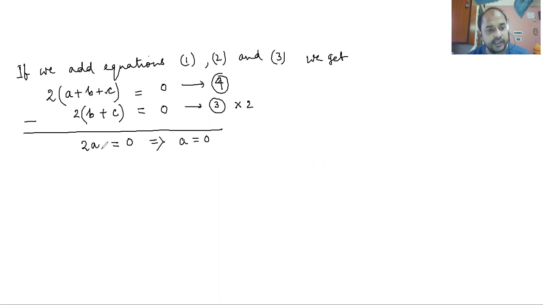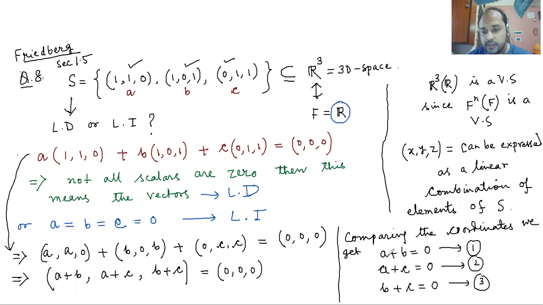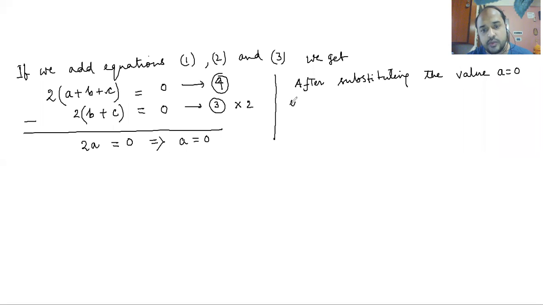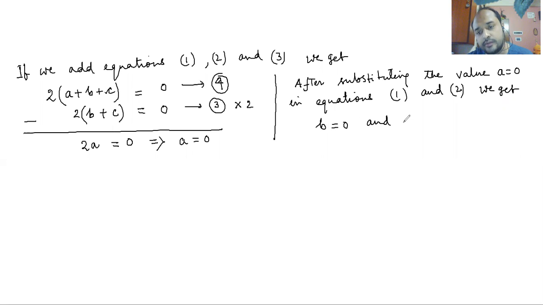So the first scalar has come out to be 0. Now I substitute this value a equal to 0 in equations 1 and 2, since we have a plus b equal to 0 and a plus c equal to 0. After substituting, we get b equal to 0 and c equal to 0.